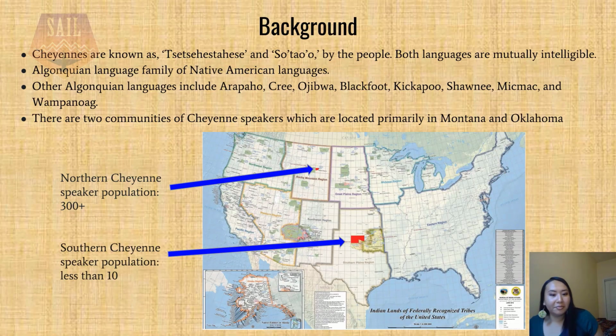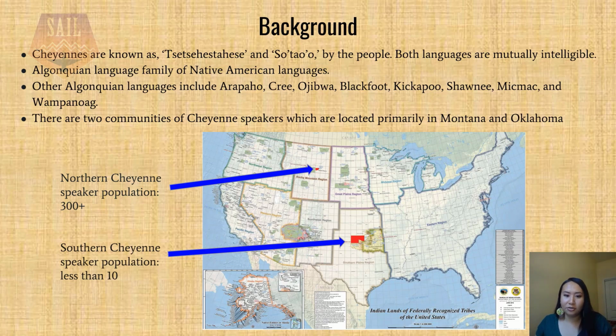The Cheyenne are technically made up of two tribes, the Tsetsehestahese and So'tao'o. These are two mutually intelligible languages with some dialectal differences. Today the government does refer to our language as Cheyenne, just as a general term. It is a part of the Algonquian language family. Some other related languages are Arapaho, Cree, Ojibwa, and etc.